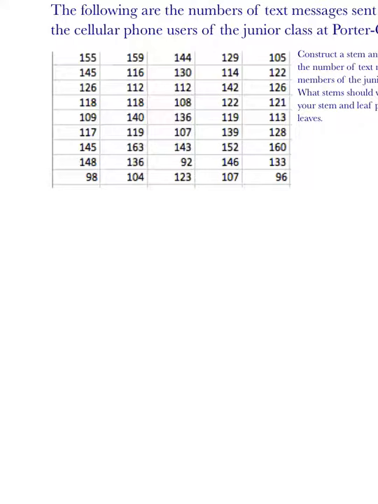So I see a 92. That might be the min. Let's see if I can see any smaller number. I think that's it. So 92. And then let's look for the maximum number. It looks like I can see a 144. That's the highest I see right now. Oh no, 163. There it is. So for the leaves, it looks like if my leaves can only be 1 digit, if I were to cut these off, I need my stems to go from 9 to 16. So I'm going to set those up. So 9, 10, 11, 12, 13, 14, 15, and 16.